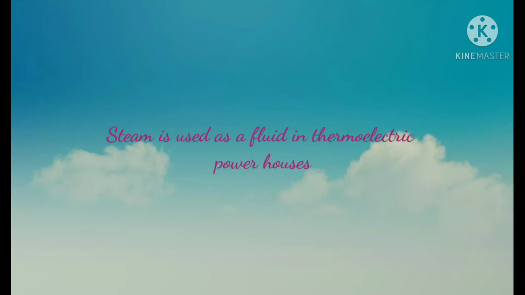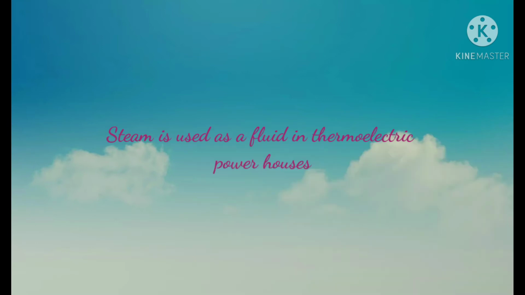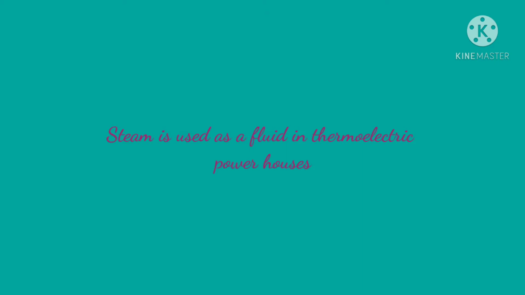So the first one: steam is used as a fluid in thermoelectric powerhouses. How? In thermoelectric powerhouses, coal is used as a source of heat. The heat of burning coal is used to raise steam, which has the highest latent heat of vaporization of 2260 joule per gram.